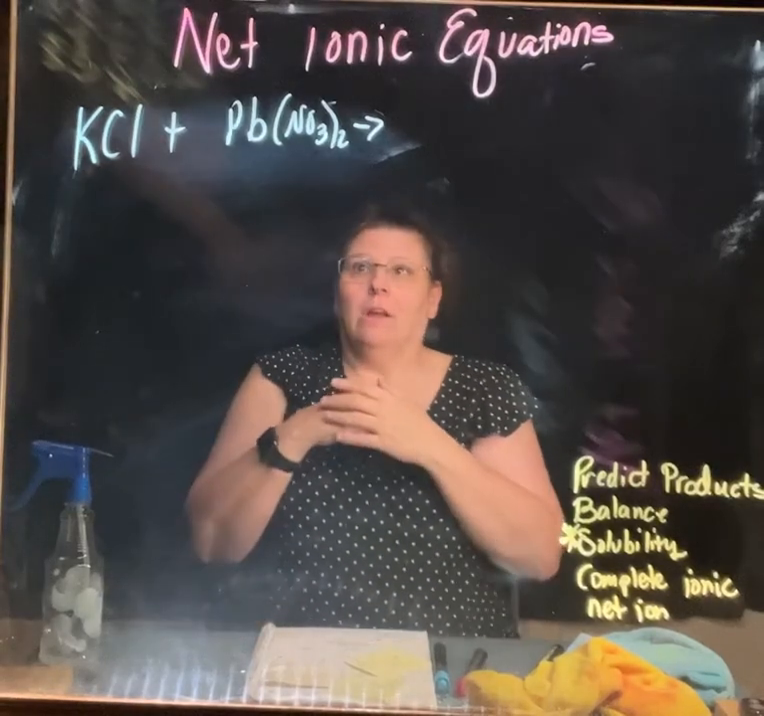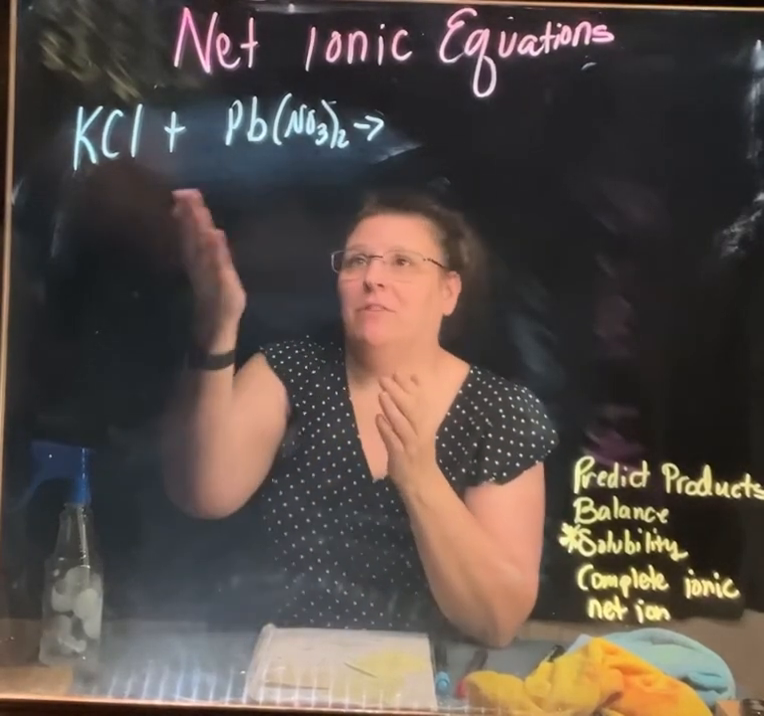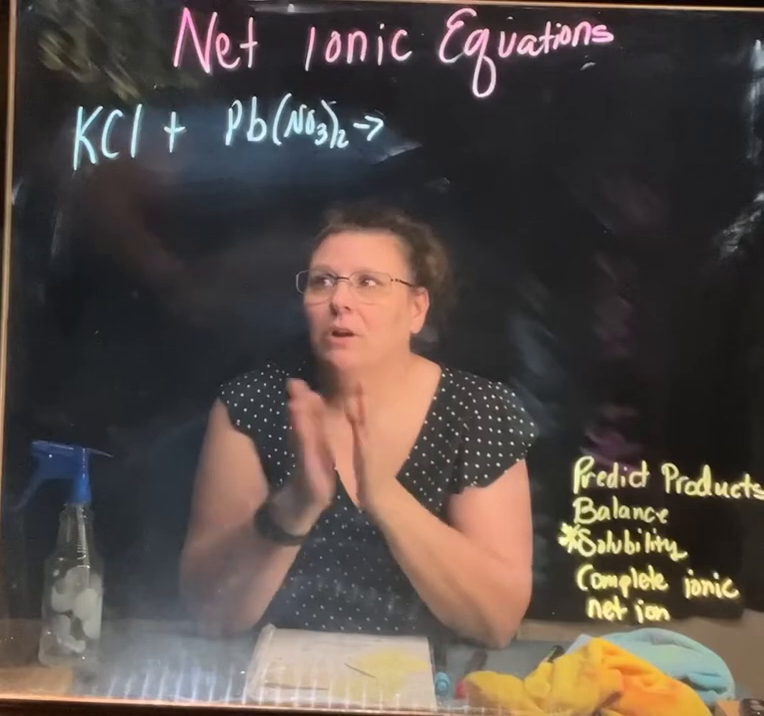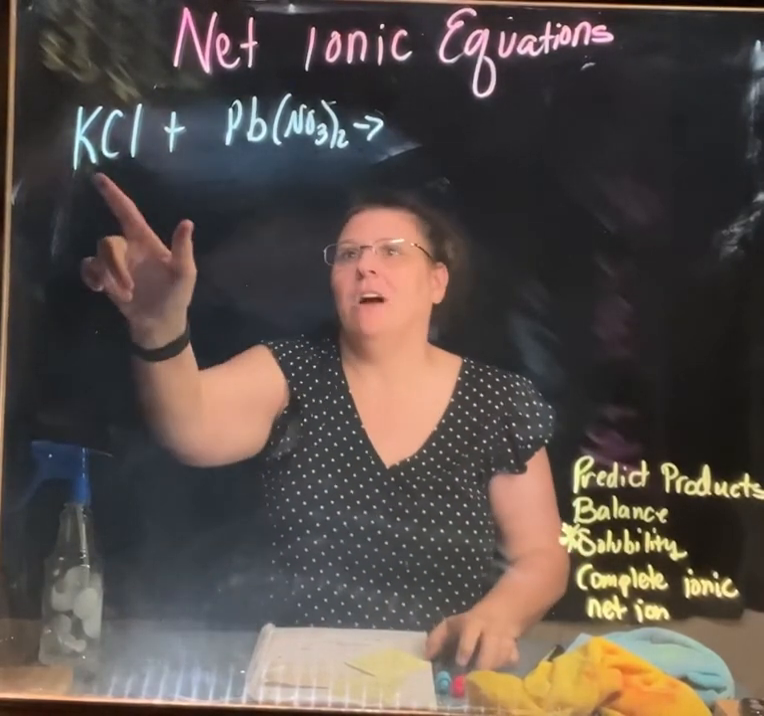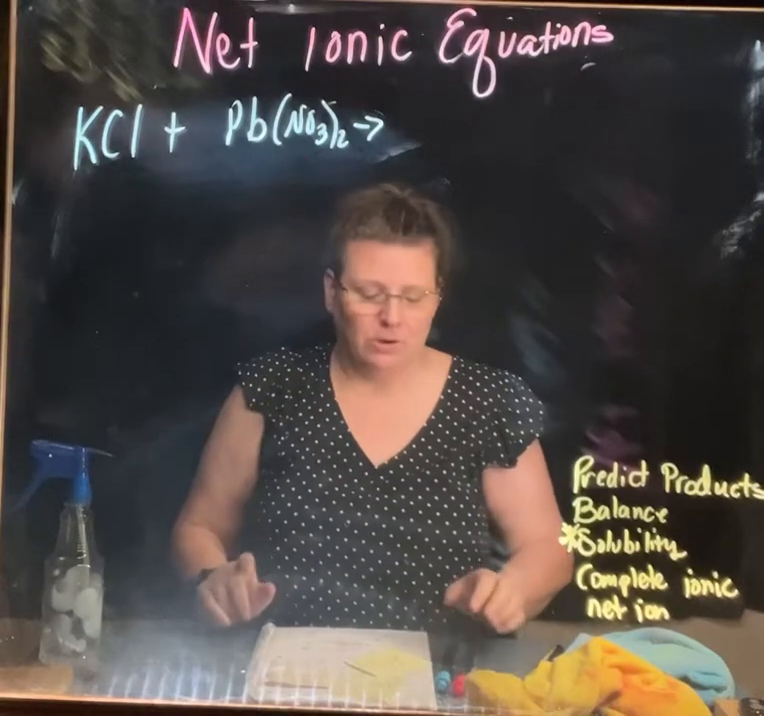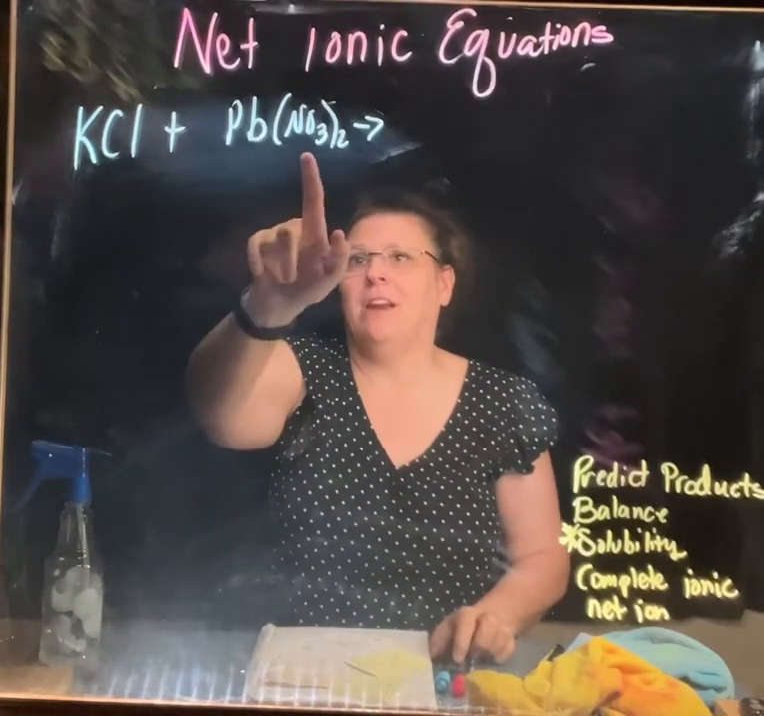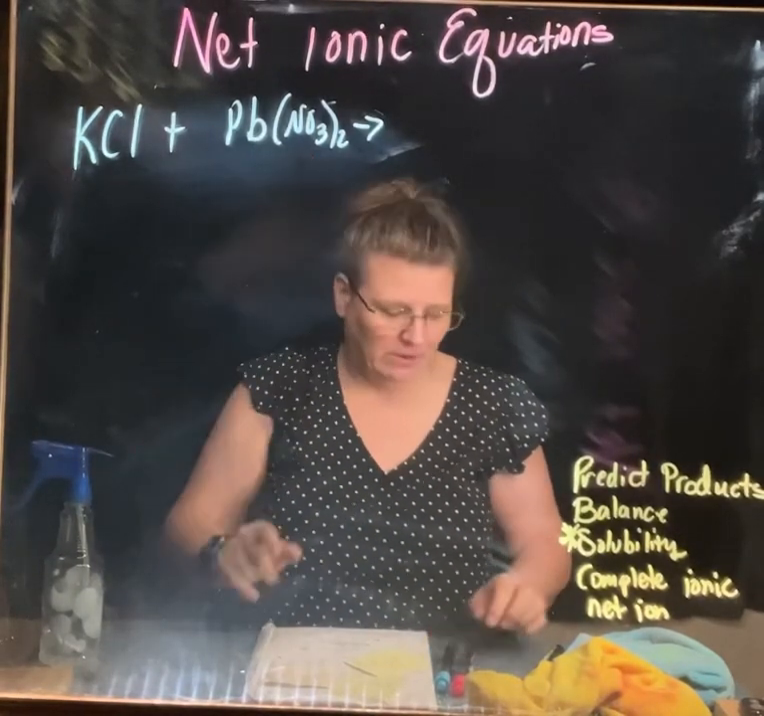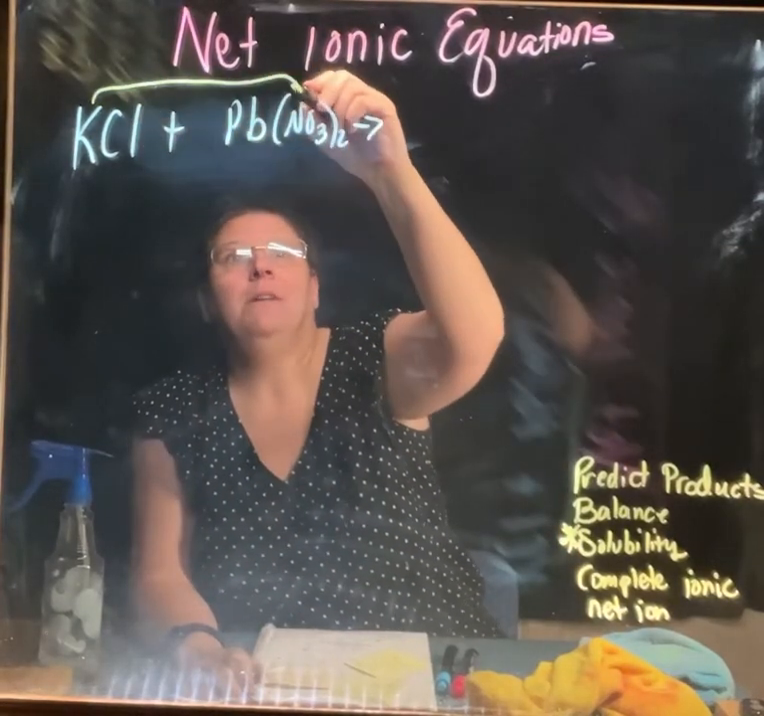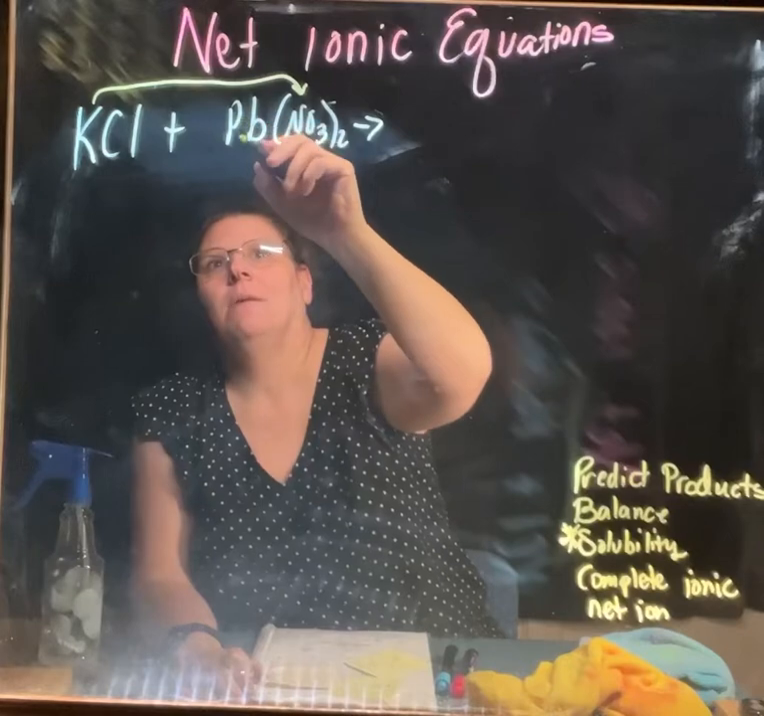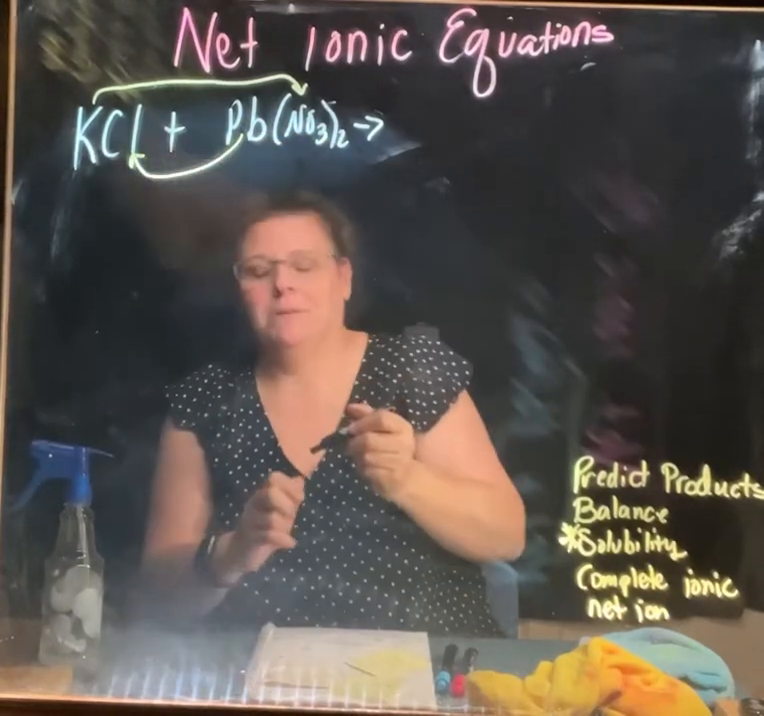So the first thing that we're going to have to do is figure out what the products are. This is a double replacement reaction. You know that because you have a compound plus a compound. So you're going to take your positive with your negative, and then your positive with your negative. So remember, we're going to take potassium with nitrate, and we're going to take lead with chlorine.